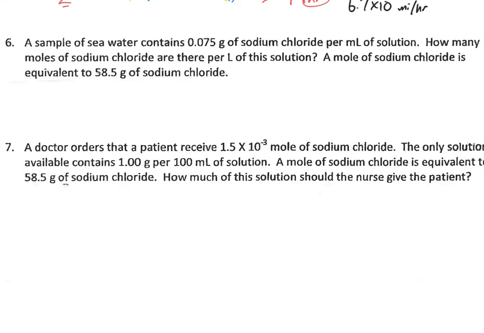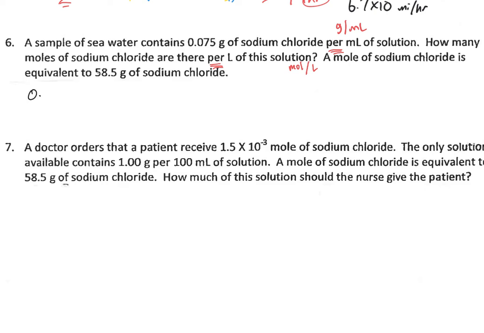Okay, next problem. Sample of seawater contains 0.075 grams of sodium chloride per, keyword, per milliliter of solution. So what we have is grams per milliliter. How many moles of sodium chloride are there per liter? So what we're looking for is moles per liter. So this is a double unit conversion once again. So let's set up our t-table.